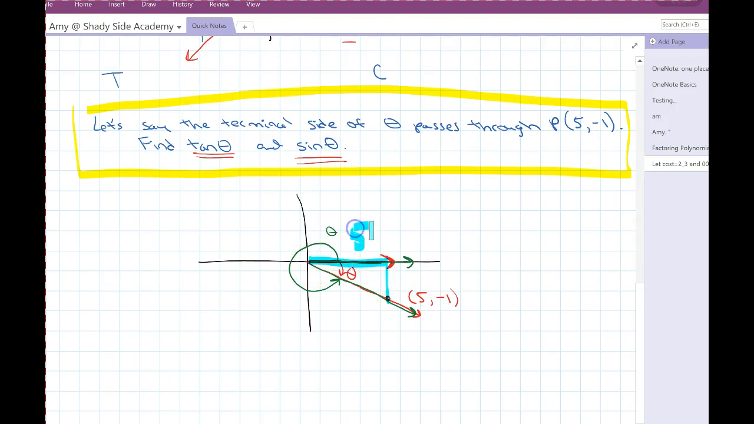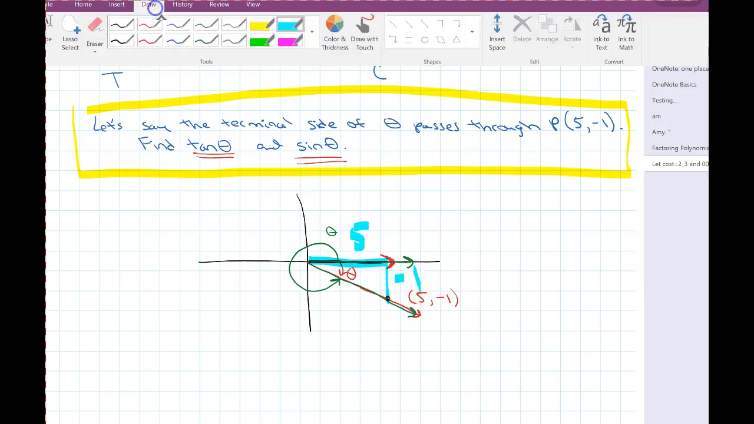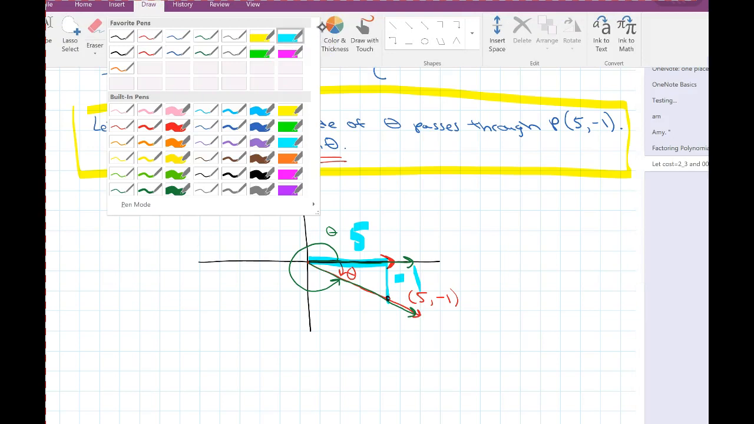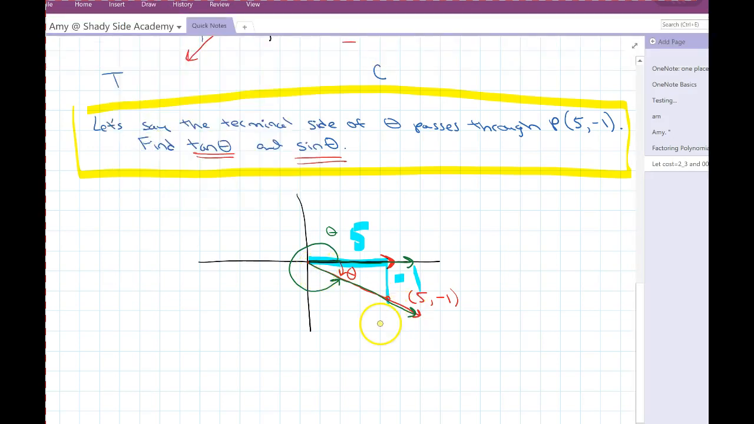This distance here would have to be 5. This distance is -1. And when you go ahead and find the length of the hypotenuse, this length here is going to be the square root of 26.